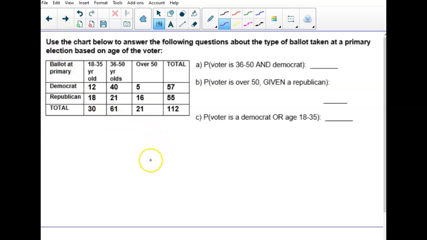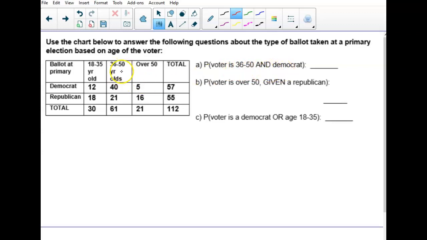And you multiply those. All right, I'm very worried about this because we seem to really struggle with this. Use the chart below to answer the following questions about the type of ballot taken at a primary election based on the age of the voter. These are just similar to the last quiz, but what is the probability that a voter is 36 to 50 and a Democrat?